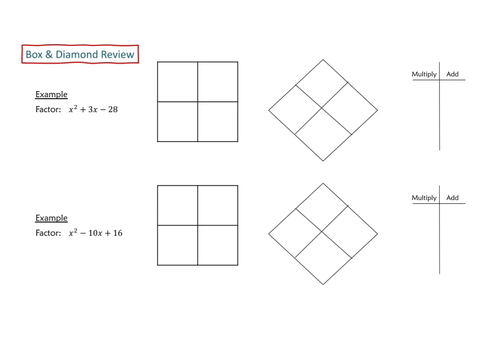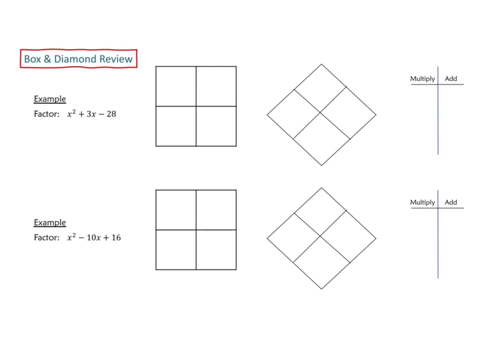So, I like to write down my A, B, and C. Remember, the general pattern is ax squared plus bx plus c. And in this particular case, my A equals 1 because there's nothing there in front of the x squared. My B equals 3, and my C equals negative 28. We can put the A term in the lower left-hand corner of our box and the C term in the upper right-hand corner.